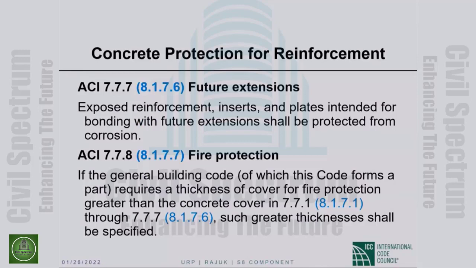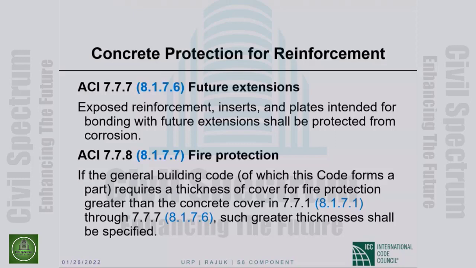Fire protection requirements are not in ACI 318. So we are discussing concrete and ACI 318. Fire resistance requirements are in the building code. In the US, that would be based on the International Building Code. You have fire resistance requirements in BNBC 2020, and in your case, the general building code is BNBC 2020.